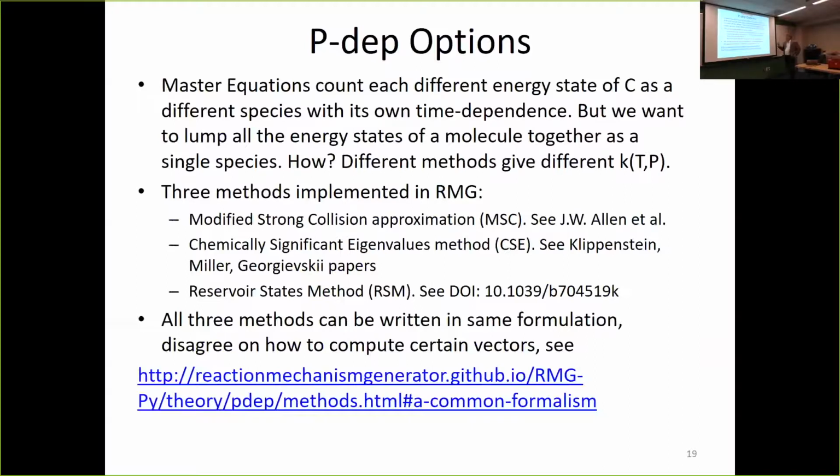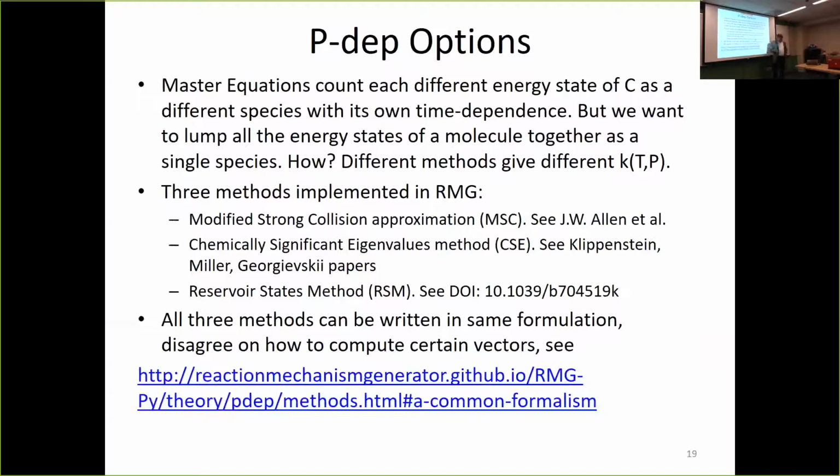And there are 3 methods for doing this computation implemented in RMG. One is called the Modified Strong Collision Approximation, MSC. And if you read the Allen paper in this thesis, that's basically what he focuses on most. Another method is called the Chemically Significant Eigenvalues method.